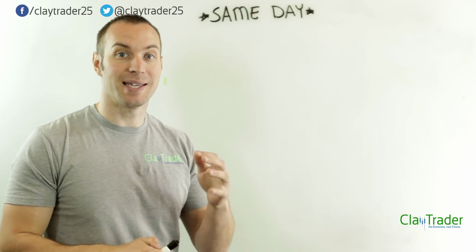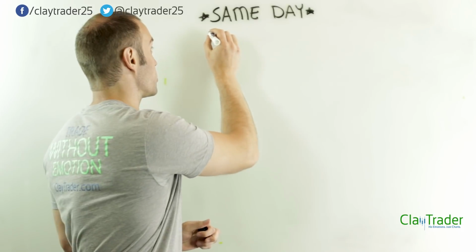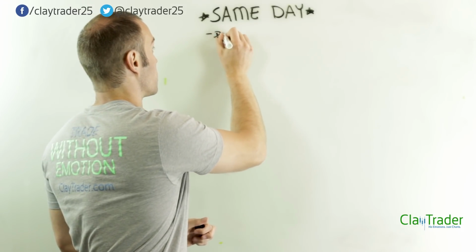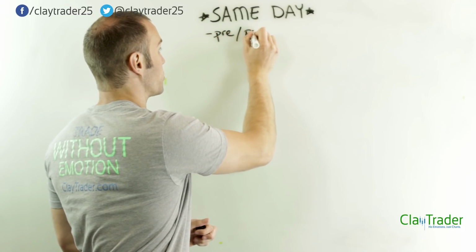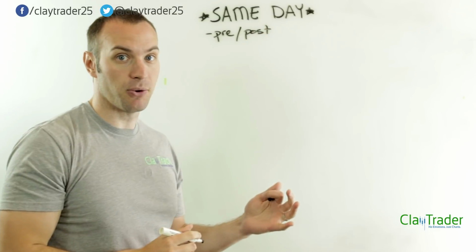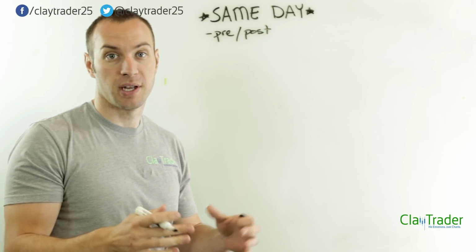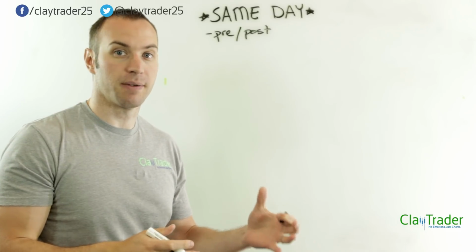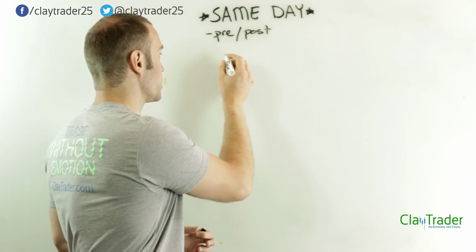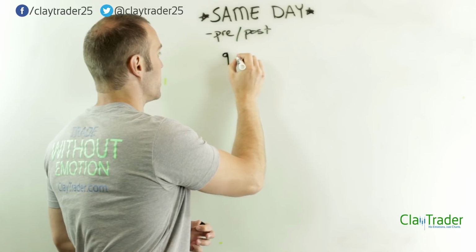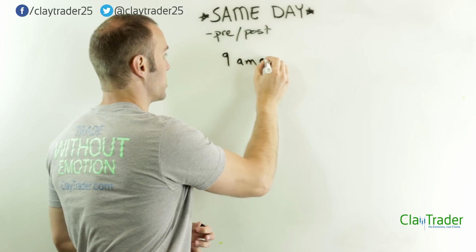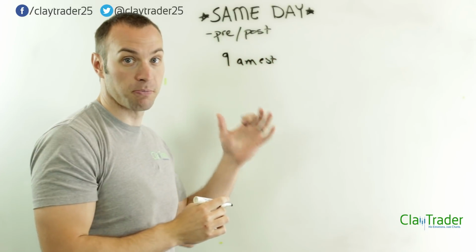Everything's got to be going on in the same day. Now this does include pre and post market trading. So for example, we'll go on Eastern time frame. Let's assume first that your broker even lets you trade before and after hours, but your broker does, and you buy some shares at 9 a.m. EST. This is still pre-market.